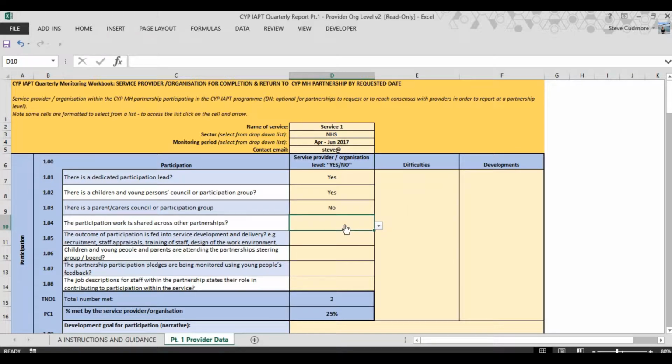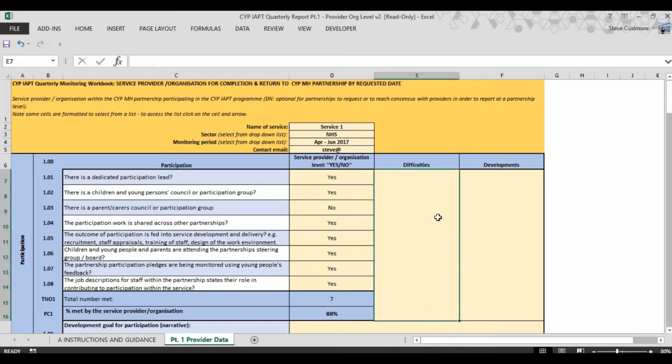Continue to go down this list, and what you will see is with your calculations here, these will automatically total for you. So total number of yeses, basically the number met, is 7. There were 8 questions overall, so 88% were met by the service provider organisation.